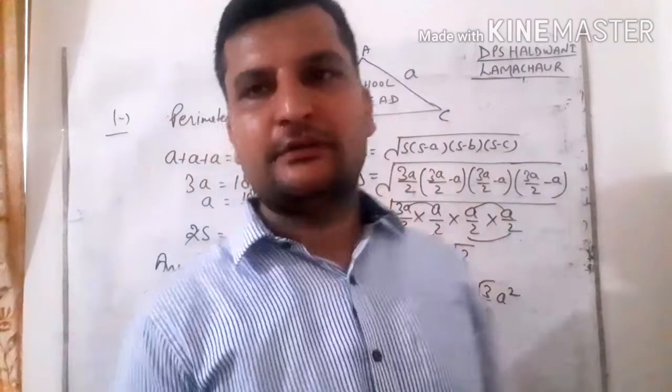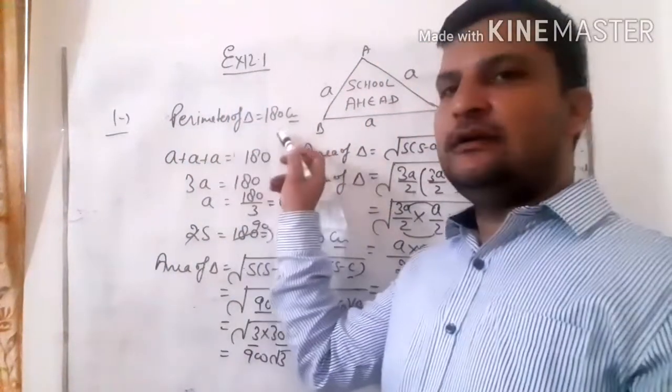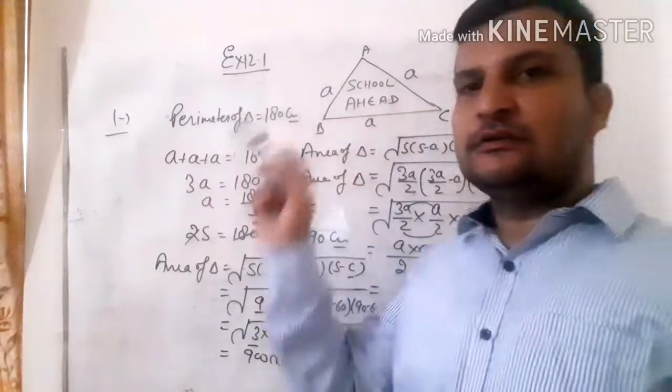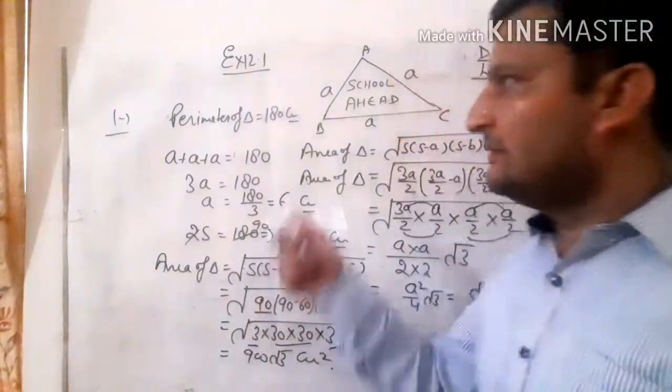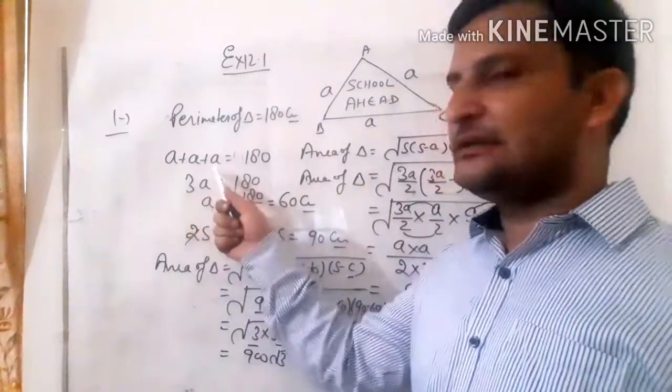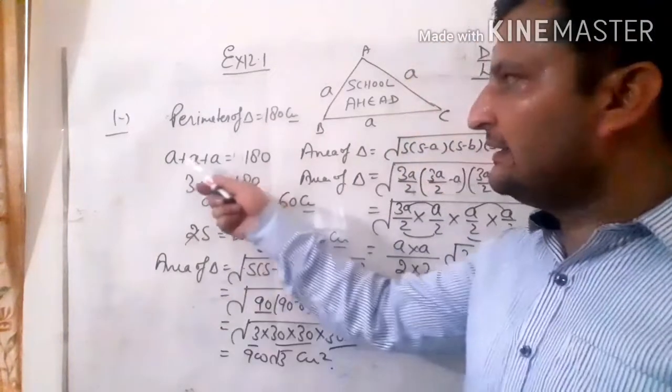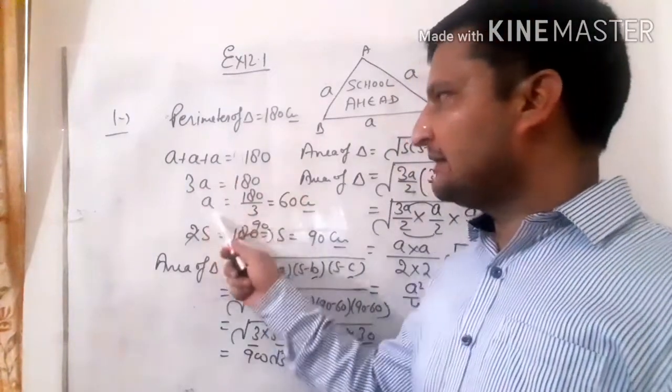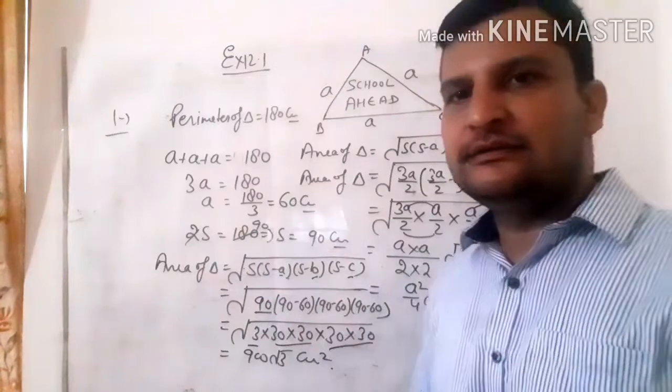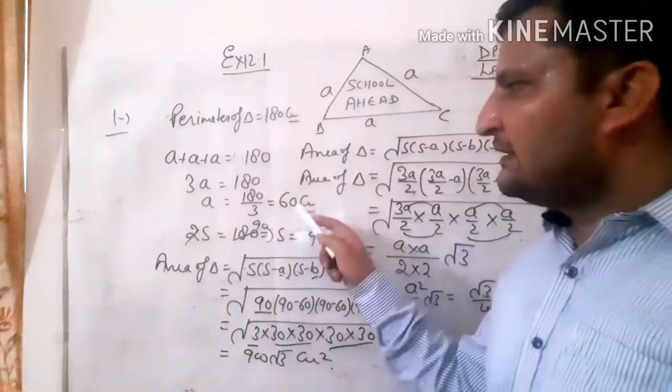Now the second part of this question is that the perimeter is given as 180 and all sides are equal. So first we have to find the sides. We have found the side because all sides are equal. So we can say that 3a is equal to 180, which means a is equal to 180 by 3, that is 60 centimeter. So 60 centimeter is coming, student.